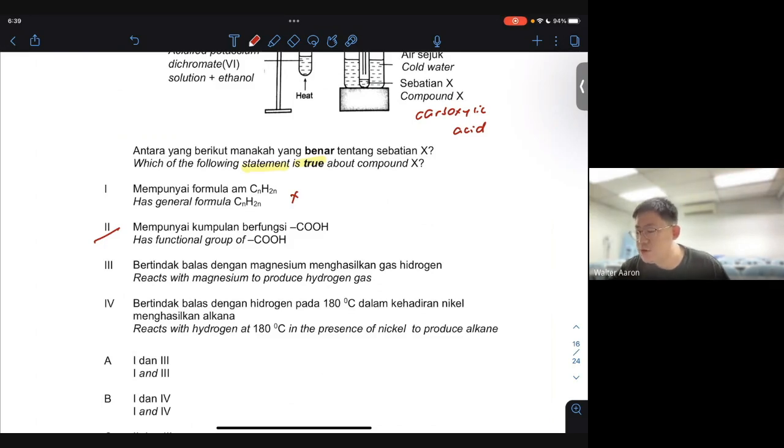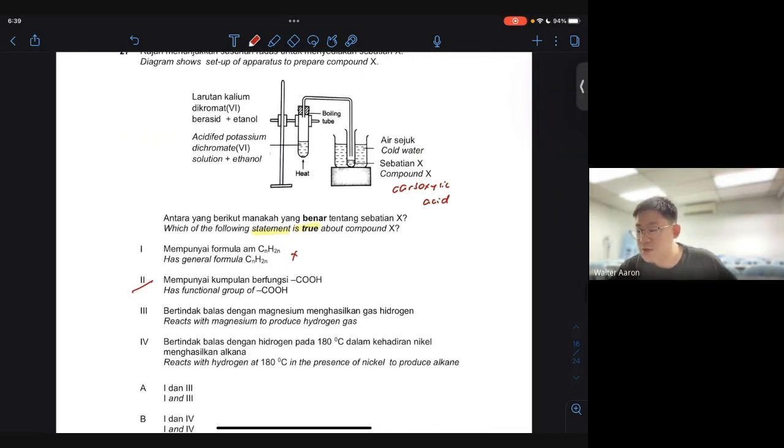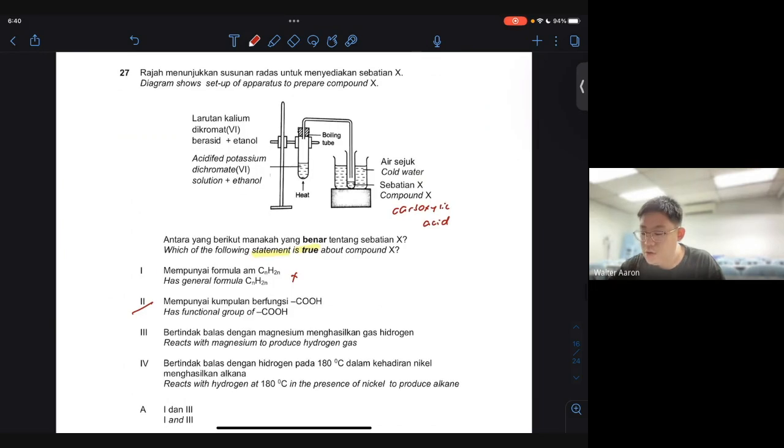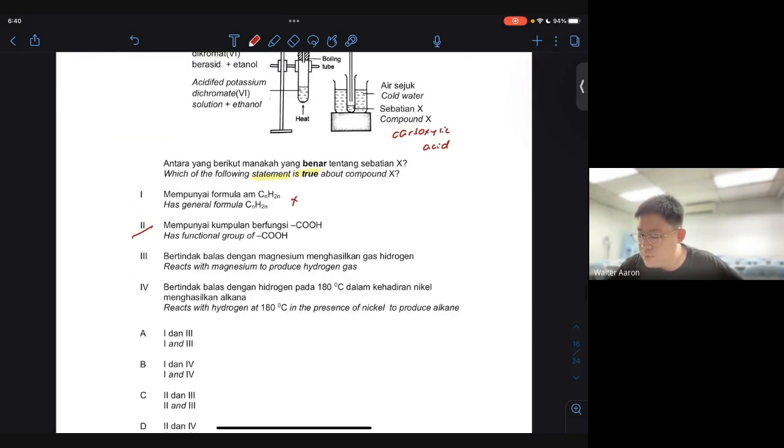Reacts with magnesium to produce hydrogen gas. Does it really work? Does this substance react with magnesium to produce hydrogen gas? Since it is a carboxylic acid, it should be able to, and we can collect the gas. Carboxylic acid does react with reactive metals, acids do react with reactive metals. So for number 27, I would say 3 is correct. It does react with magnesium to produce hydrogen gas because compound X is an acid.